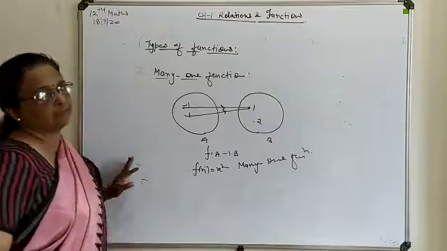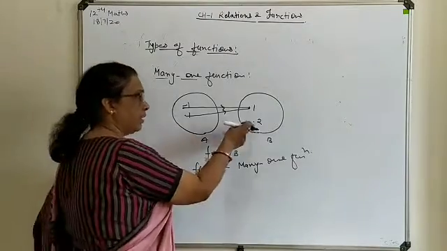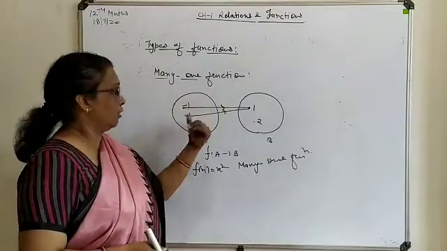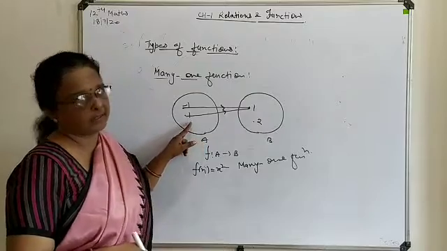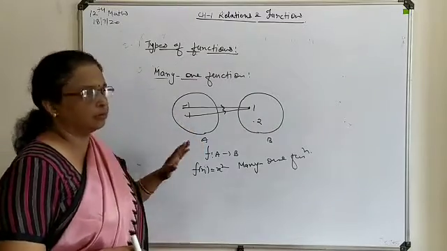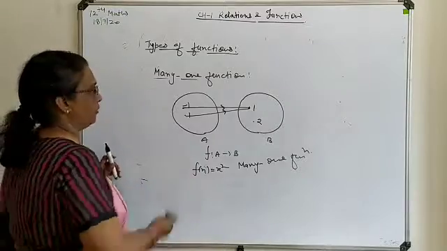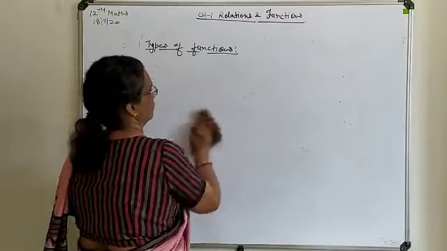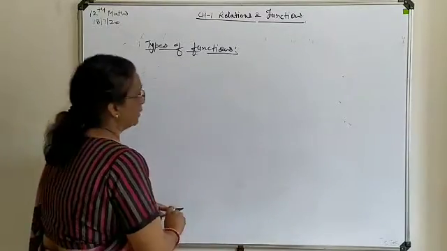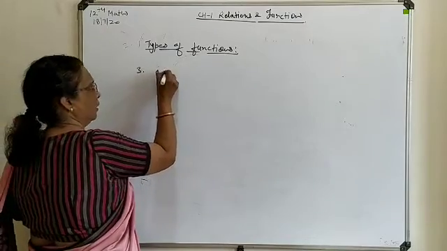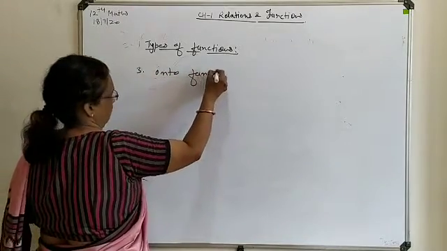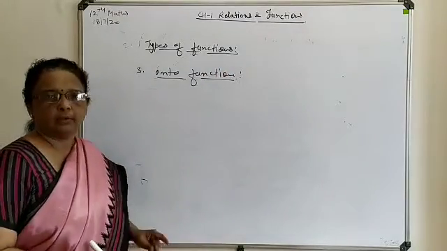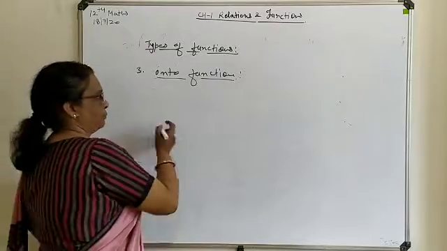Now the third one, and the main type of function, is the onto function. Up to now, in the cases we have discussed, some elements remain as such, which are not images of any element in set A. But the onto case is quite different. Now the third type is the onto function. Only one thing we have to add here to your one correspondence or mapping.